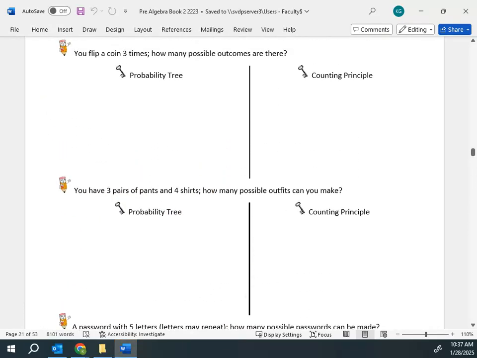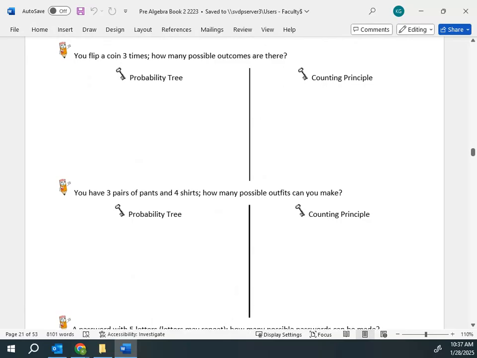This is if we just want to know how many outcomes. We do the probability tree when we want to see all of the actual outcomes, so we could see how many orange outfits there are, which ones fall in that, how many have heads in the first set. So when we want to see the actual outcomes, we do a probability tree.